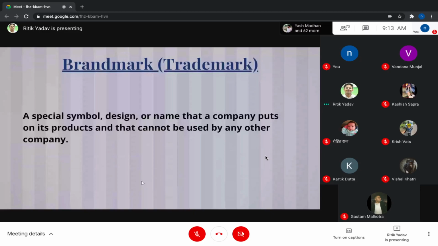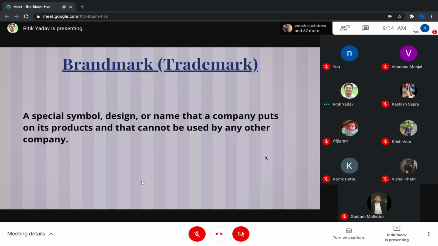Now, we will discuss the brand mark or trademark. Trademark is that part of a brand that is given legal protection. Brand mark is also referred to as a special symbol, design, or name that a company puts on its product, and that cannot be used by any other company.